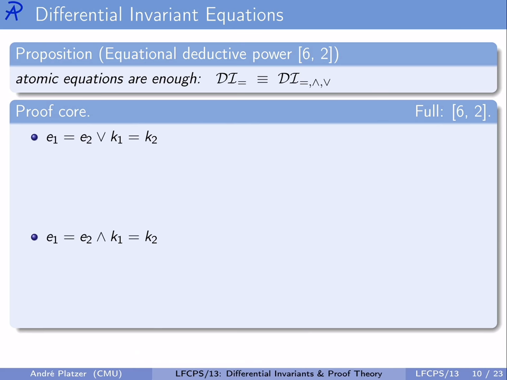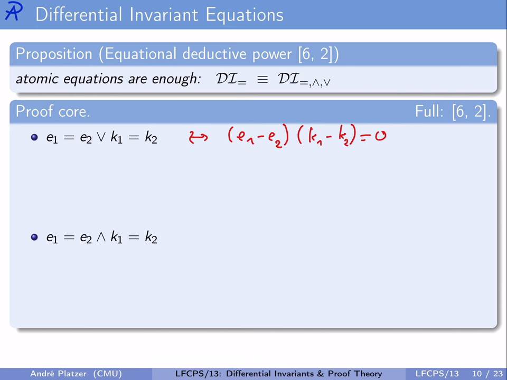Well, E1 equals E2 or K1 equals K2, that's equivalent to E1 minus E2 is 0, and that's equivalent to K1 minus K2 is 0. So the whole thing is 0 if and only if the product of the two differences is 0. That's good. Can we do something like this in the conjunction case?